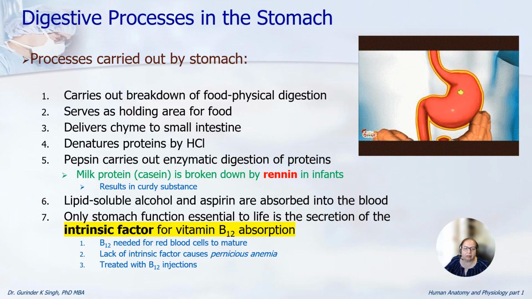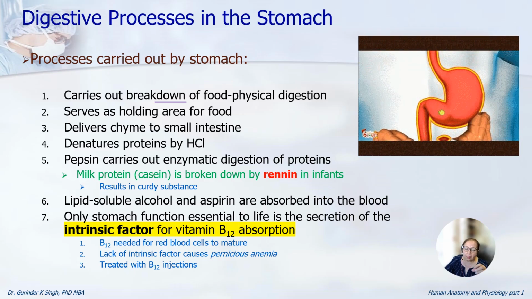Okay, so let's now discuss the digestive process going on in the stomach. Looking at the overall picture, one thing the stomach does is break down the food physically. We ingest a bolus, which is a soft, solid thing, and then the stomach churns it around and mixes it with the gastric juices, making it into chyme.